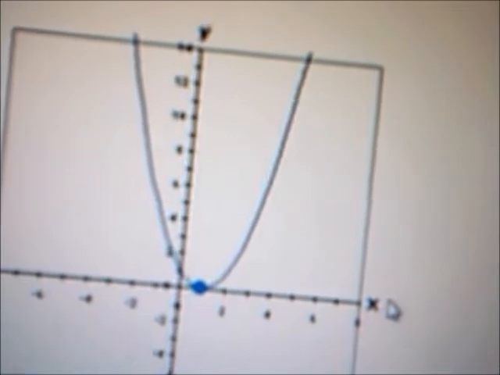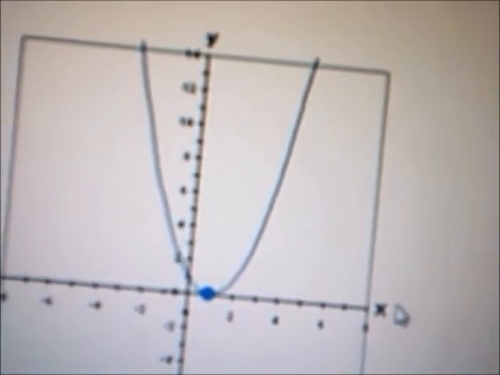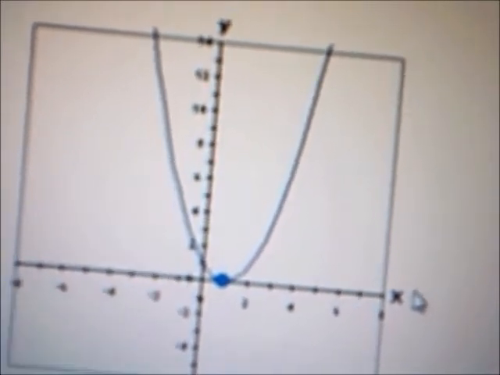If we were writing this as an ordered pair, it would be inside of parentheses 1, 0. If we were just listing the solution, it would be +1 with no parentheses. So this is one real solution.